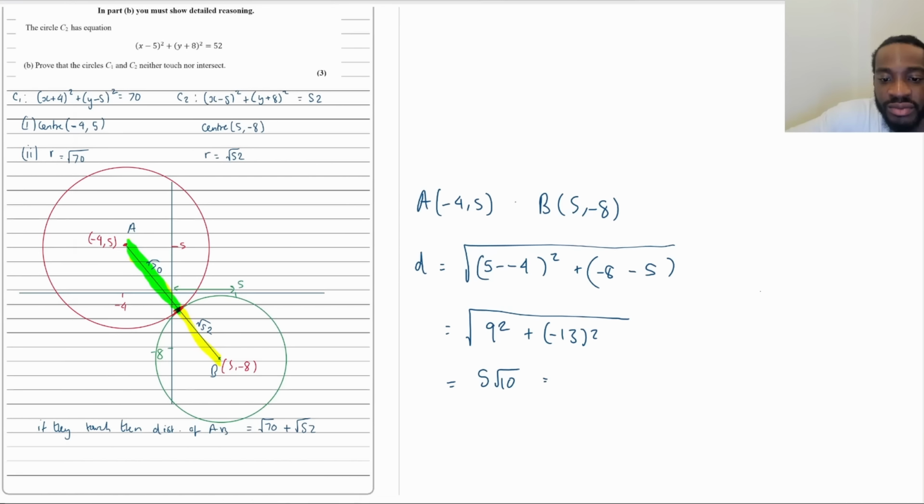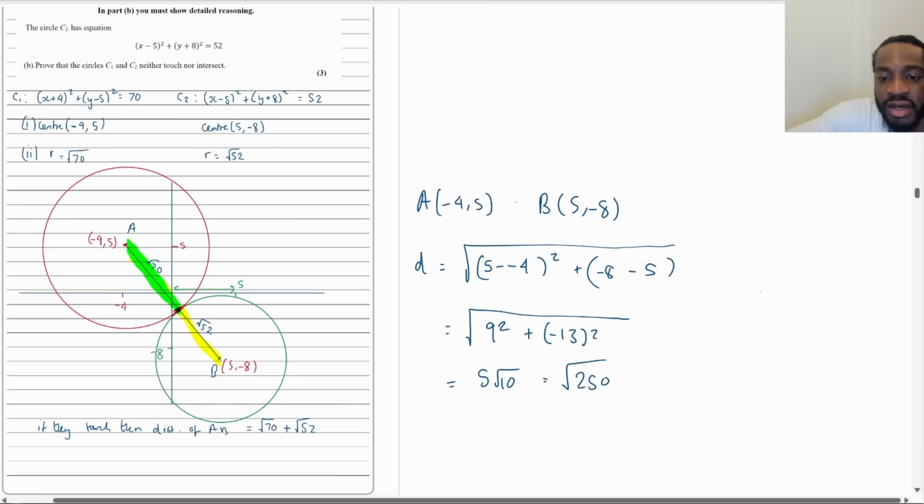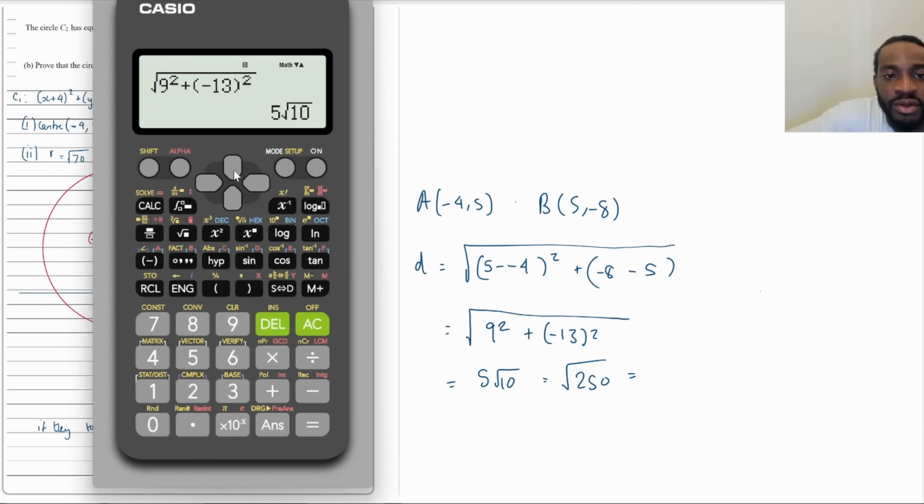What is that though? Let's square that. What do I get? Okay, it's the square root of 250. So it's 5 root 10, which is approximately, what is that equal to? That is approximately 15.8, right?